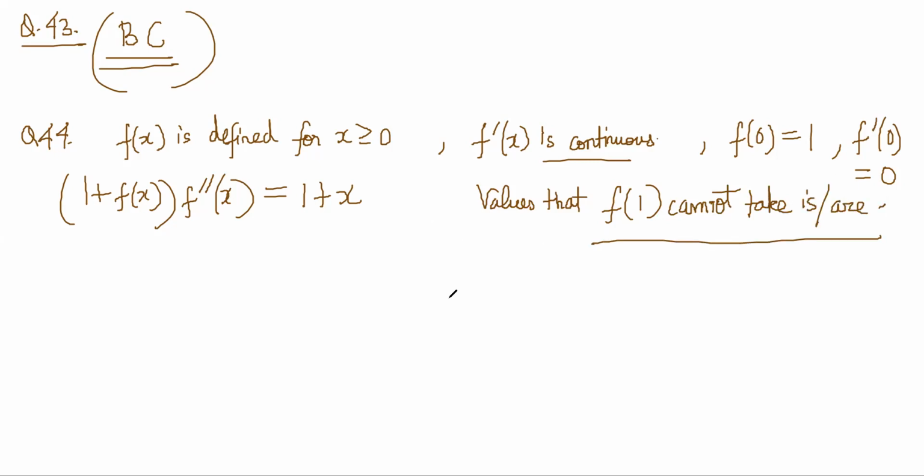Okay. You have to try to guess a set of values for f of 1 and from there you will get the answer. So you have got a lot of information. Function is defined for positive x. f dash x is continuous. f of 0 is 1. f dash 0 is 0. And this thing also you have. So try it now if you haven't tried it already. I will try to find f of x. However you want to do it, you have to do something. I have not thought about it.